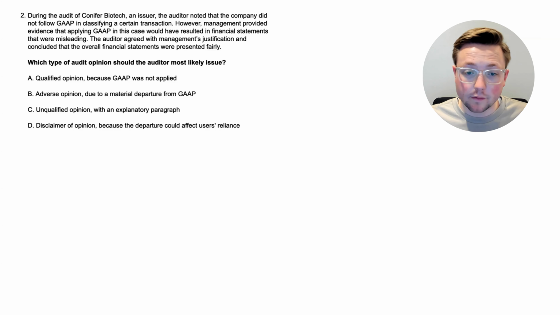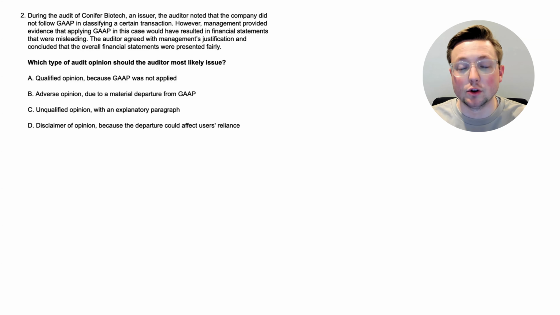Is it option A, qualified opinion because GAAP was not applied? That kind of sounds like that might be the case. Option B, adverse opinion due to a material departure from GAAP. Option C, unqualified opinion with an explanatory paragraph. Or option D, disclaimer of opinion because the departure could affect users' reliance.